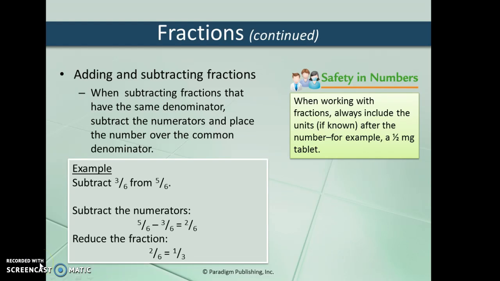When subtracting fractions that have the same denominator, subtract the numerators and place the number over the common denominator. So for example, subtract 3/6 from 5/6. So subtract the numerators. 5 minus 3 is equal to 2. So your answer is 2/6. Reduce your fraction by 2 and that gives you 1/3.